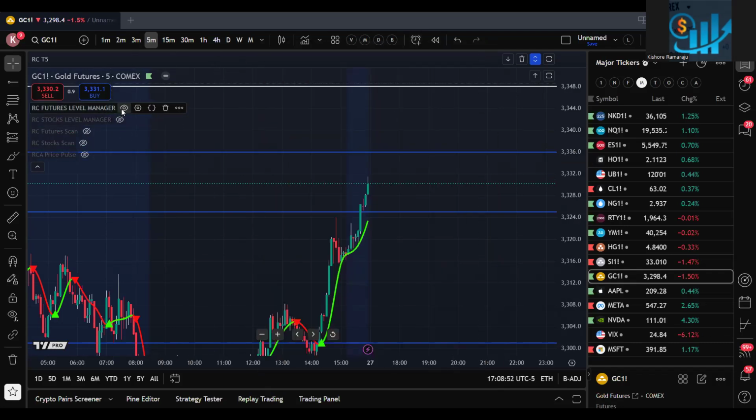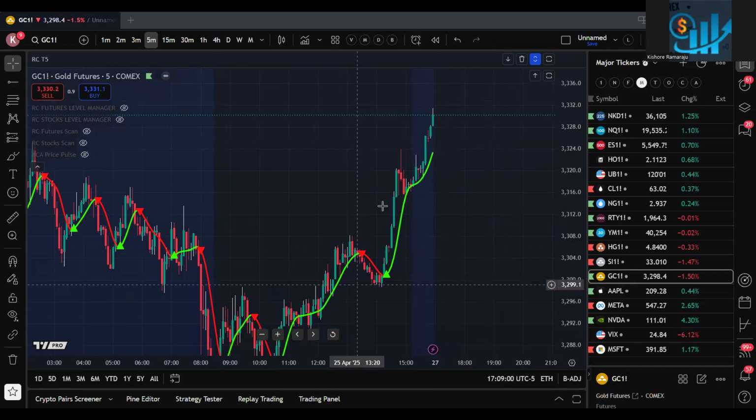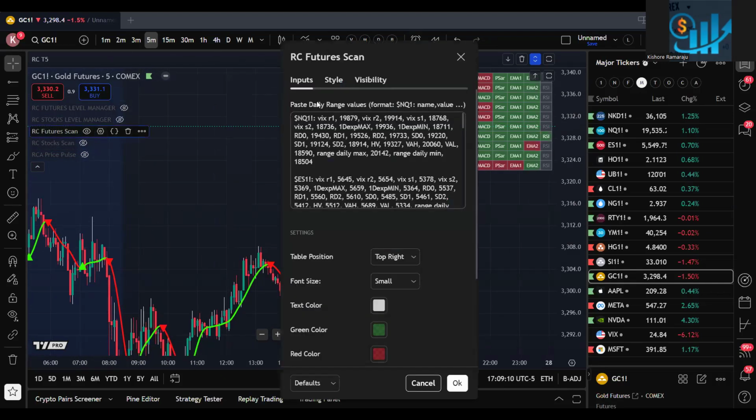That is the advantage with the futures level or stocks level manager, where you just copy paste the levels and then automatically it will plot the support resistance level lines, and it is also helpful for the alerts. Whereas with the scanner, you can do the same thing.